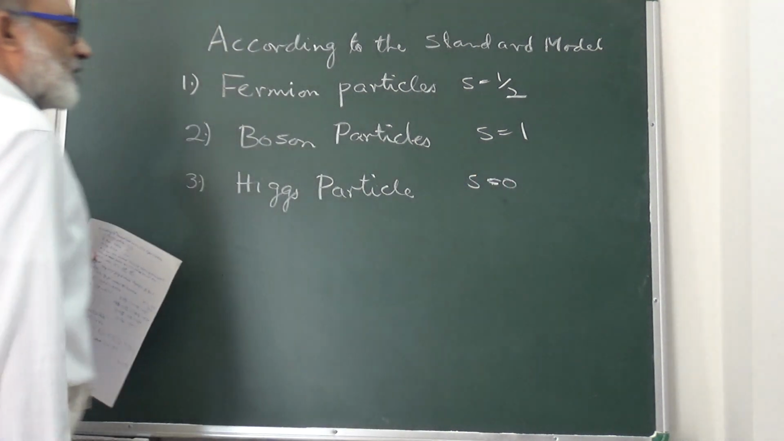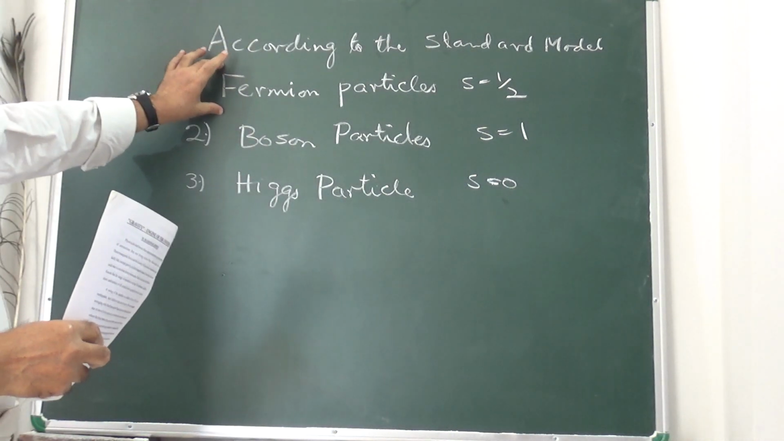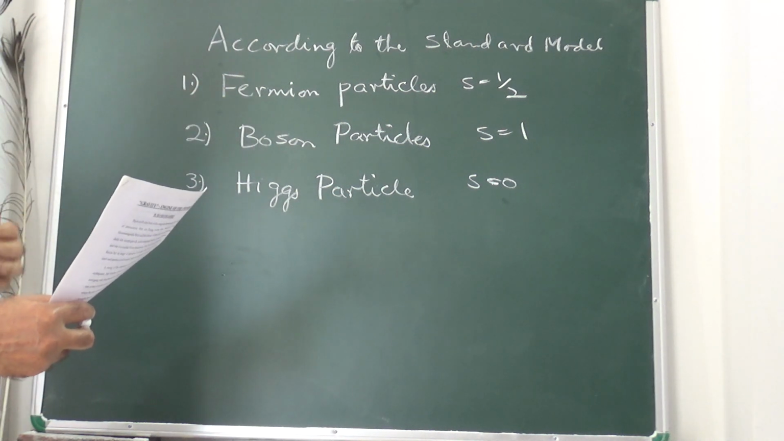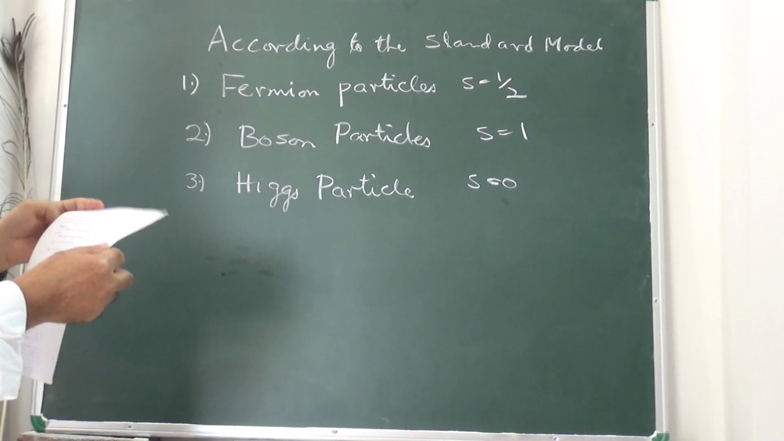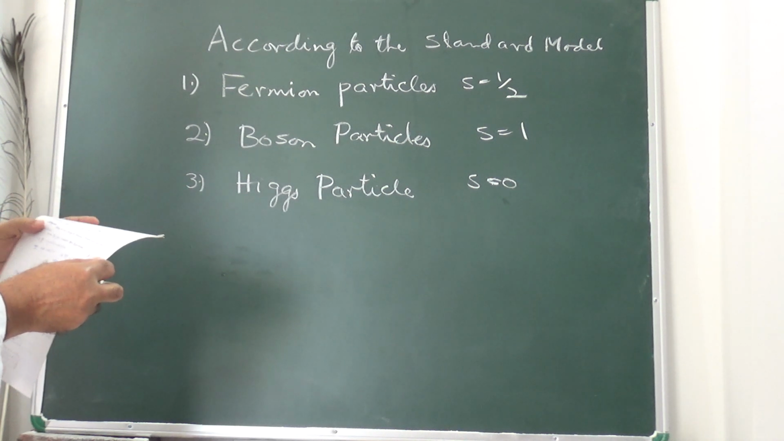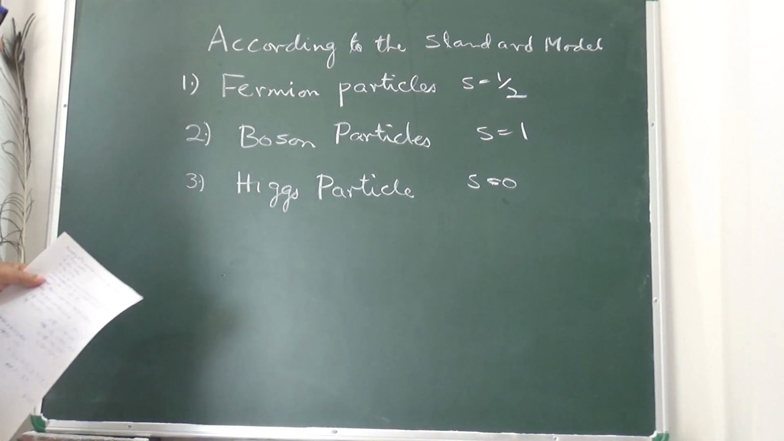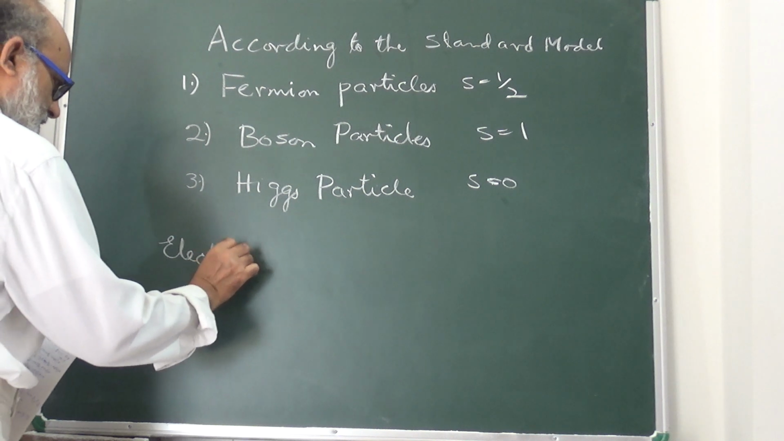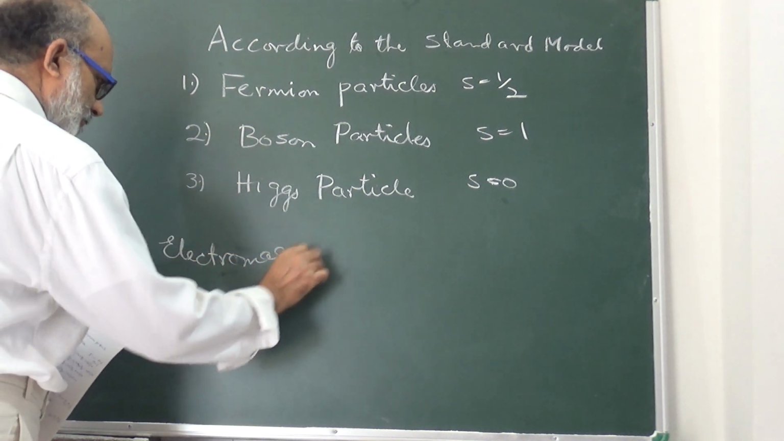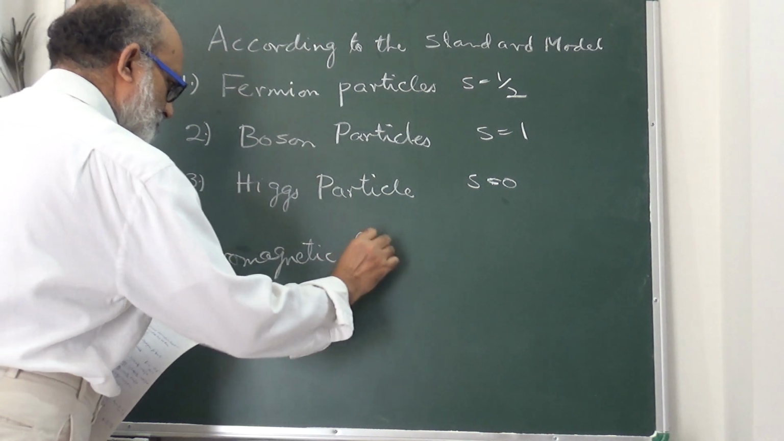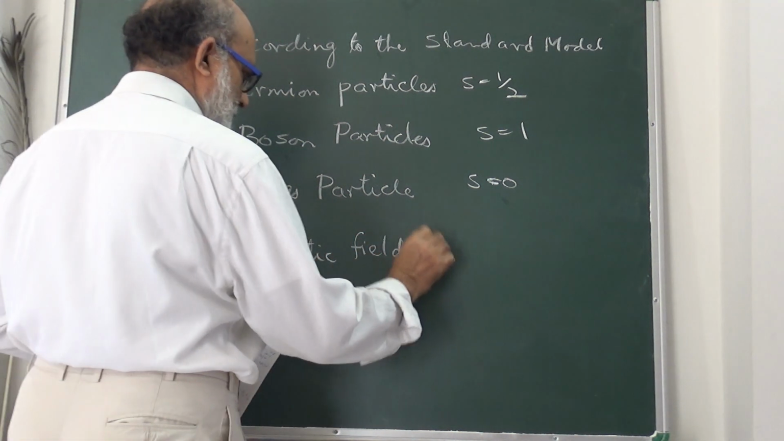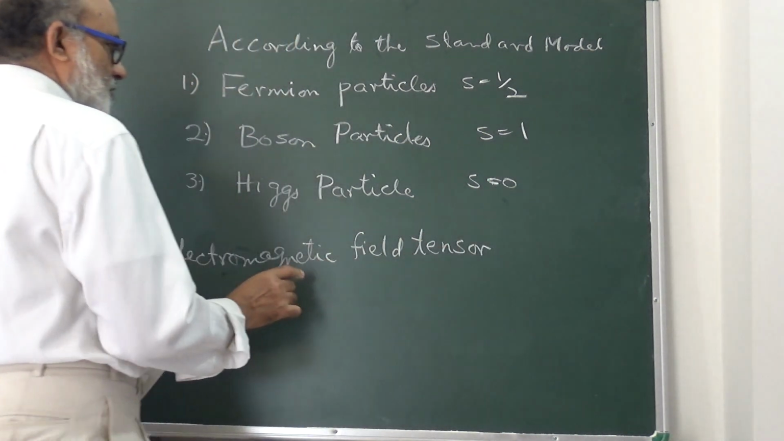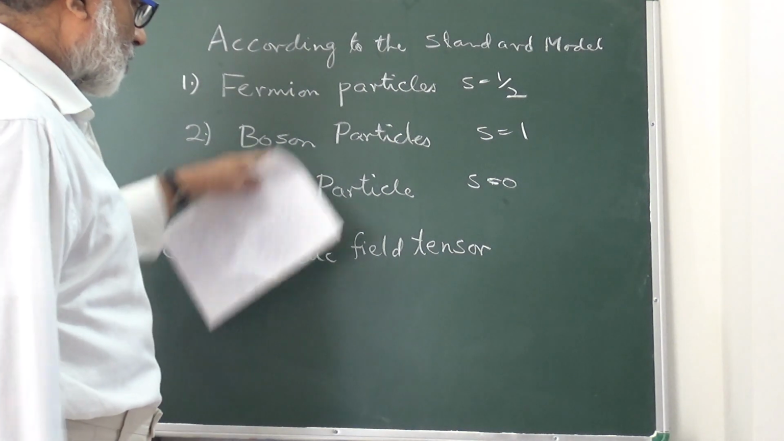So we will discuss the Lagrangian of each one of them: the fermion Lagrangian, then the boson Lagrangian, and the Higgs Lagrangian. Also, in the last class, we discussed the electromagnetic field, and we have the electromagnetic field tensor. Of course, this is a boson. This comes into the boson category.